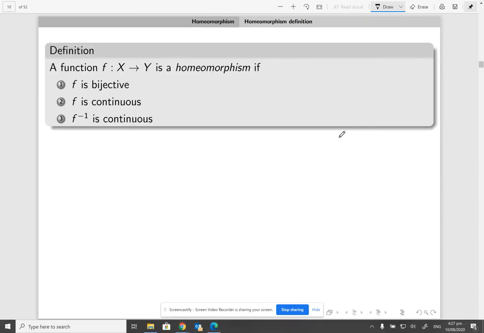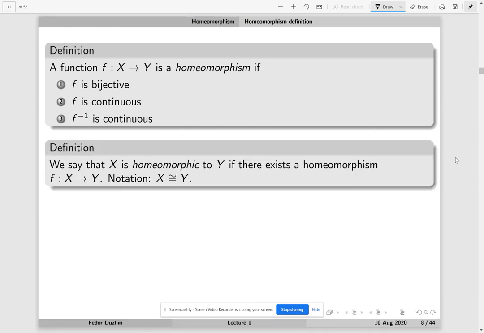So here is the main definition. A function from X to Y, where X and Y are supposed to be topological spaces later, but today you can just pretend that X and Y are both subsets of Euclidean space, is called a homeomorphism if it is bijective, continuous, and the inverse function is also continuous. This is the central notion of topology.